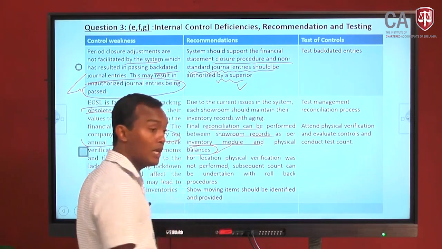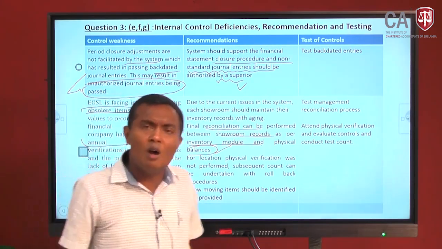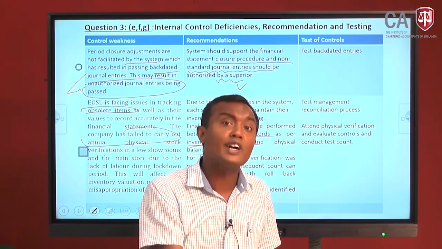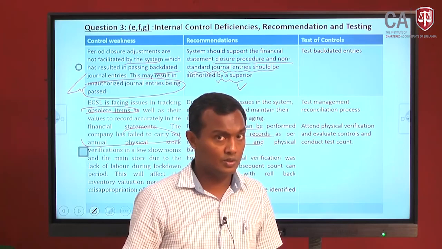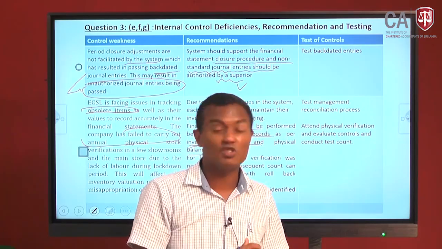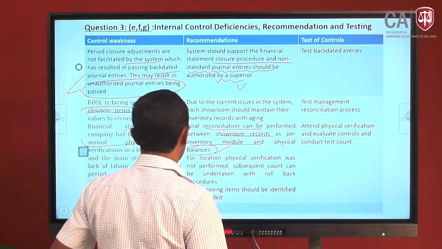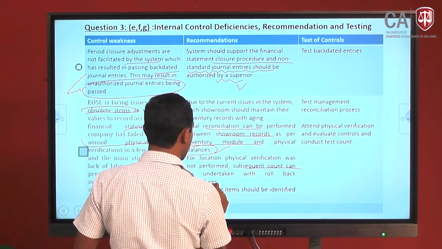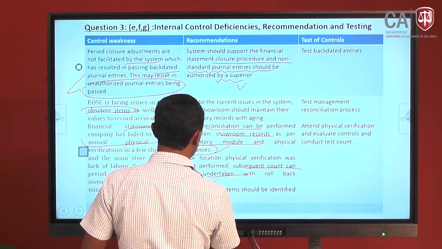For location, physical verification was not performed. Now, let us say they have not done a stock count. What can we do now? At least do a count now and try to backdate and reconcile. So, that we call rollback procedures, right. For location verification that was not done, a subsequent count can be undertaken with rollback procedures.